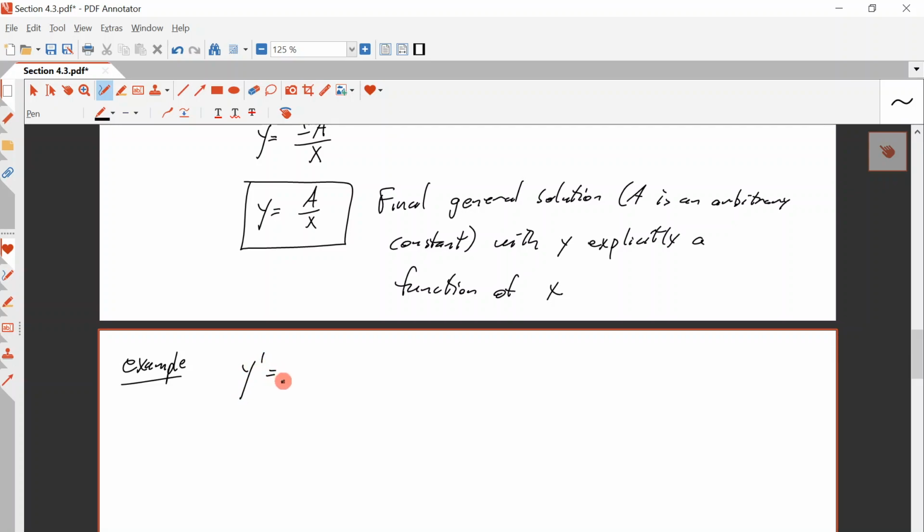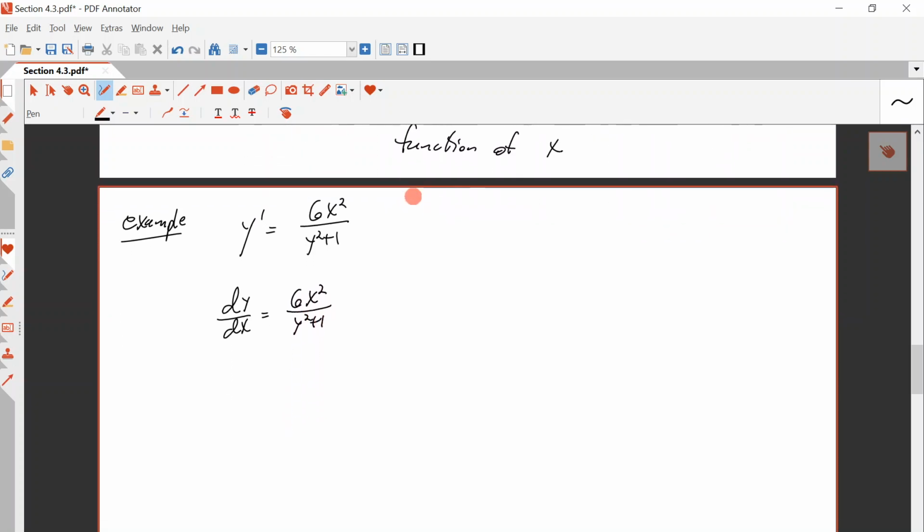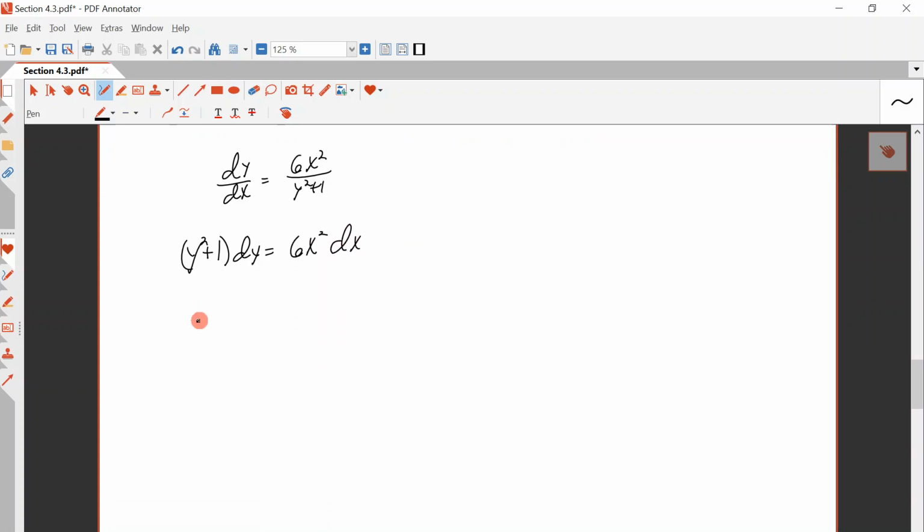So here, y prime is equal to 6x squared over y squared plus 1. So dy/dx is equal to 6x squared over y squared plus 1. So y squared plus 1 dy is equal to 6x squared dx. Antiderivative on both sides.